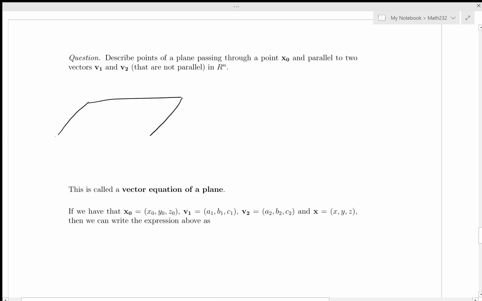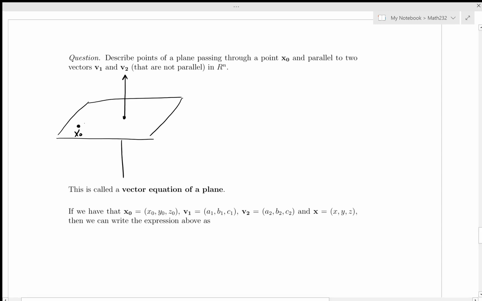Here's my plane. And I'm going to draw a perpendicular vector to the plane. So it's maybe going a little bit too far down. So I'm here, and then it's coming out here. So this gives the idea that this plane is perpendicular to this vector. And I've got a point on the plane. That is x naught. I'm given that. And I have two vectors that are not parallel that this plane will be parallel to. Okay, so those vectors have to be in the plane.